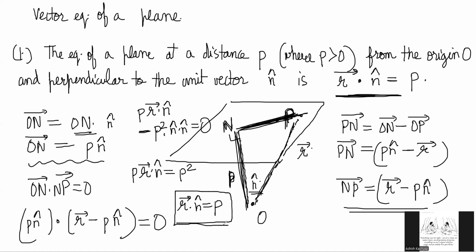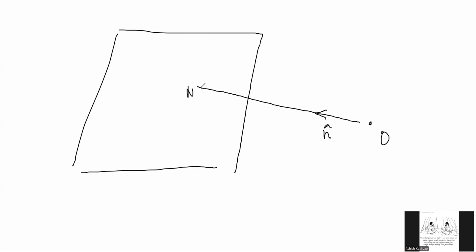So this gives us the equation of a plane because it represents a random point in the plane. To understand what we are saying here, if there is a plane like this, the perpendicular from the origin to the plane has a direction of n hat, and the length of the perpendicular is given by p, right? So basically, the vector ON will be p times n hat, right?